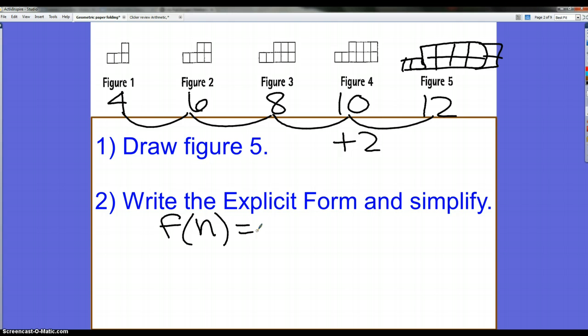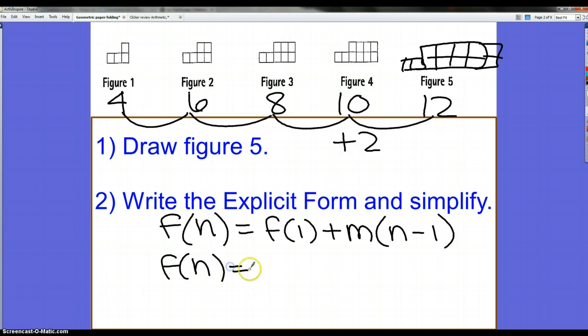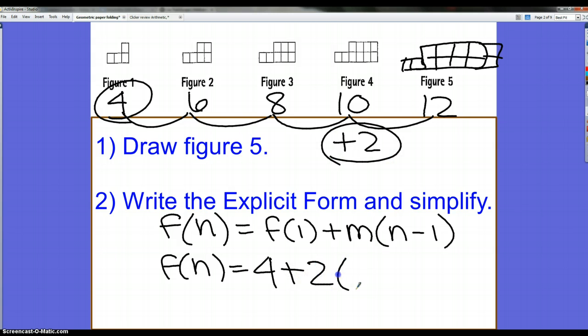So that would be f1 plus m times n minus 1. That is arithmetic. So in this case, we have fn equals, f1 is 4, that's our first number, plus it's adding 2, so I'm going to plus 2 times n minus 1. It says to simplify this, so I'm going to distribute the 2, and I'm going to write that up here.